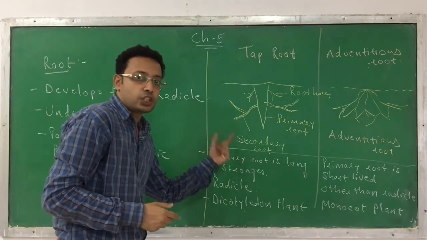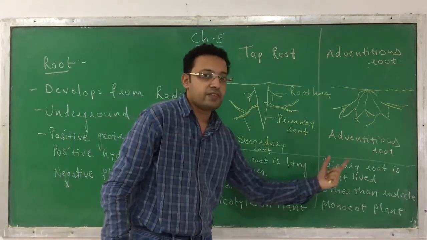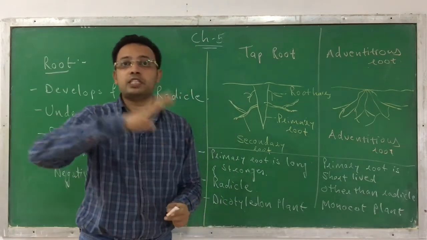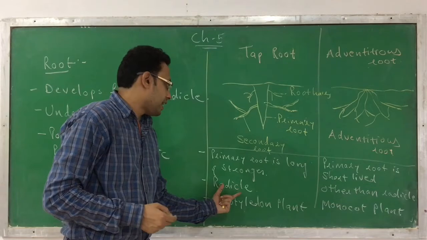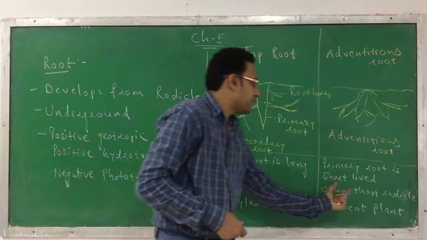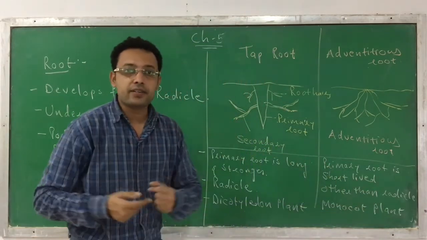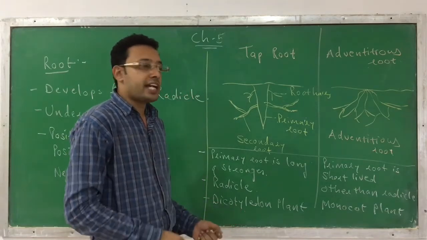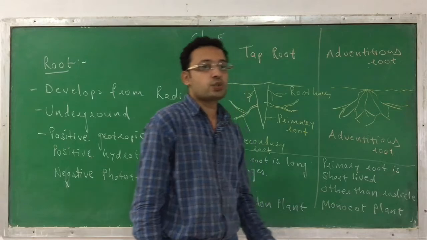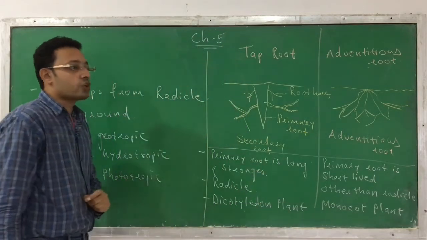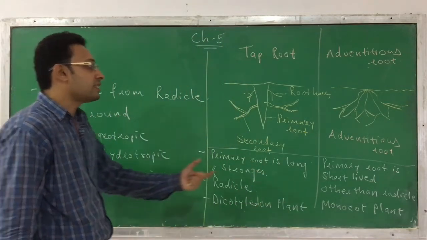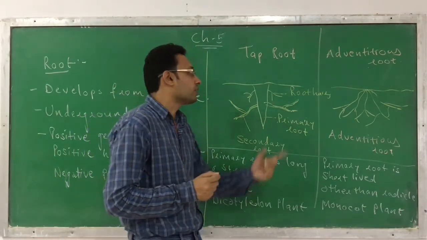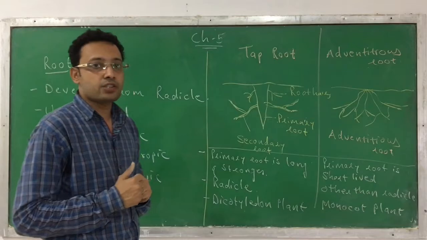In a taproot, the primary root is long and strong. In the case of an adventitious root, the primary root is short-lived and is replaced by other roots. Taproot develops from the radicle. Adventitious root develops from parts other than the radicle, like the hypocotyl. The taproot is observed in dicotyledonous plants. Adventitious root is found in monocotyledonous plants. Okay, and this is that diagram. So this is the difference between the two different kinds of root, taproot and adventitious root.